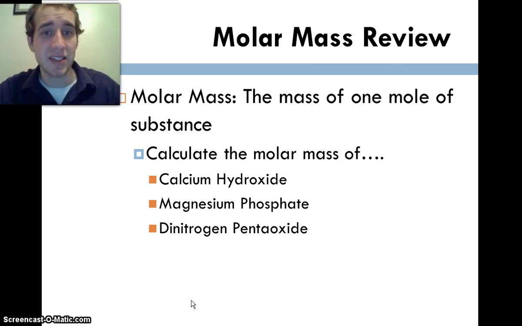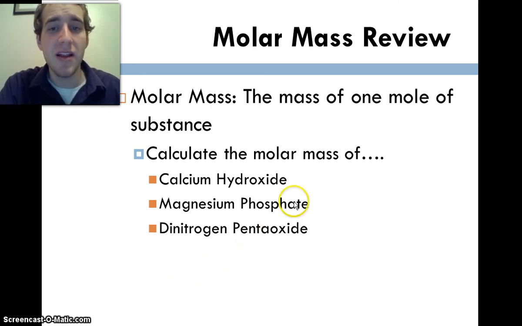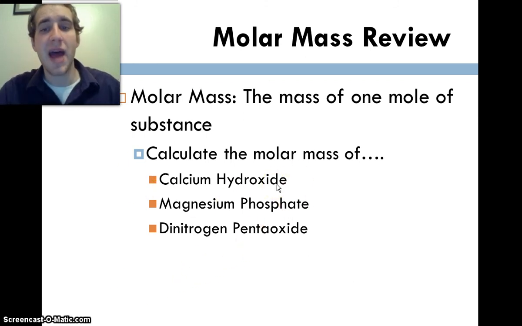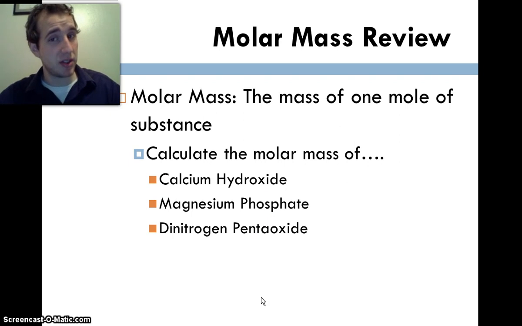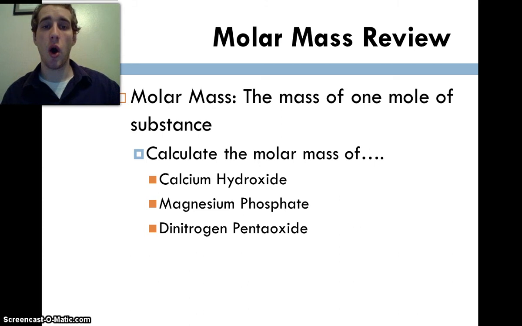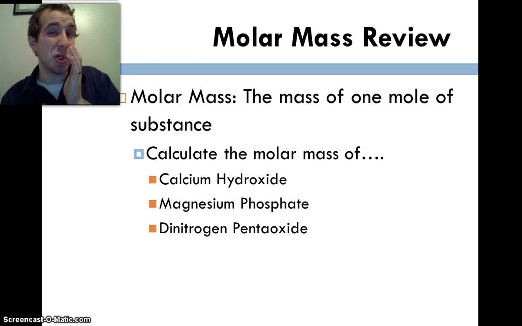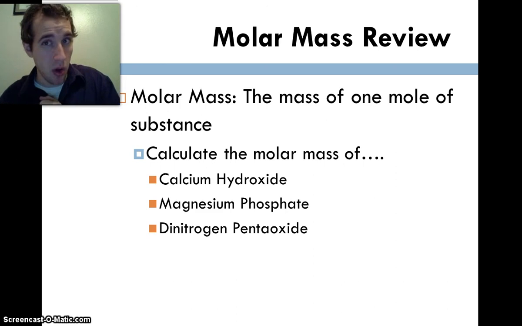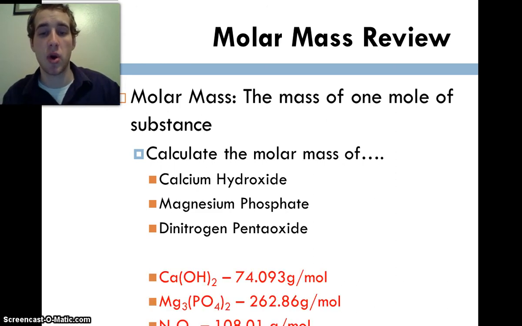Now, if you remember, to find the molar mass of one element, we add up all the masses from the periodic table. So we would have, for calcium hydroxide, 1 calcium plus 2 oxygen plus 2 hydrogen. Remember, we've got calcium hydroxide, Ca(OH)2. Once we've added up all those masses, we get the molar mass. Remember your units. The mass of a mole, grams per mole.